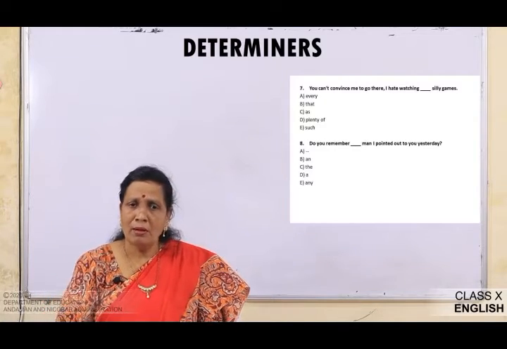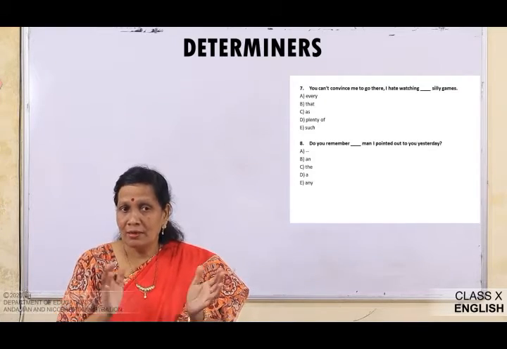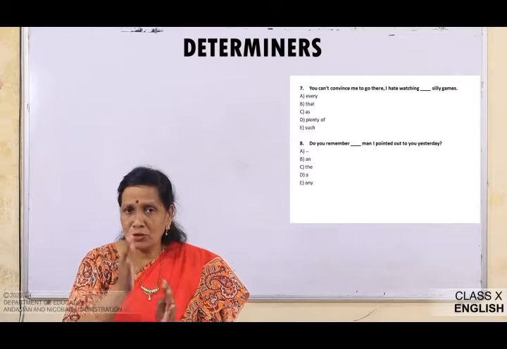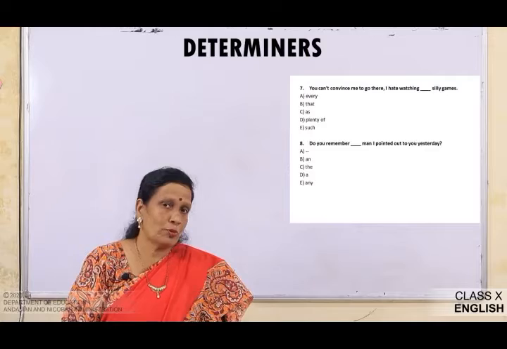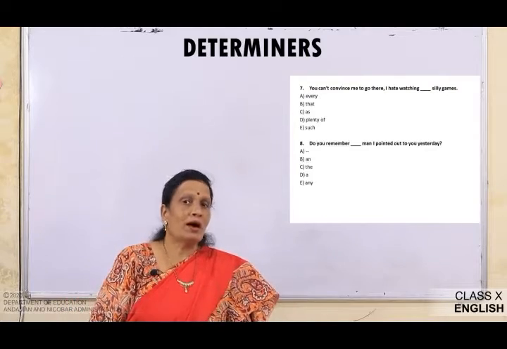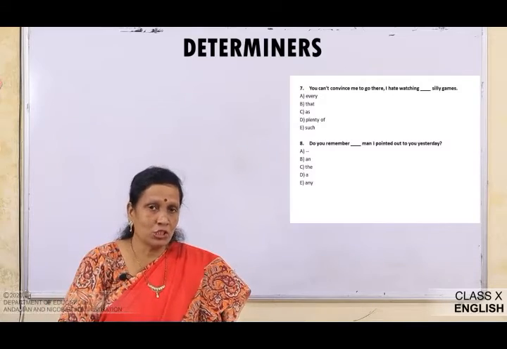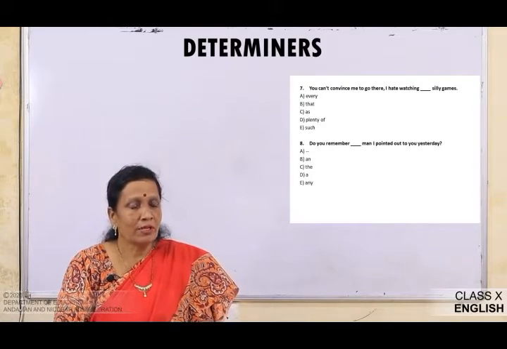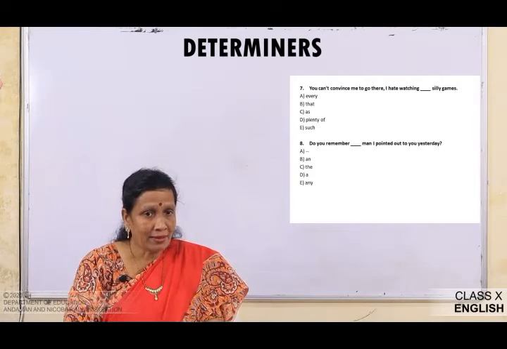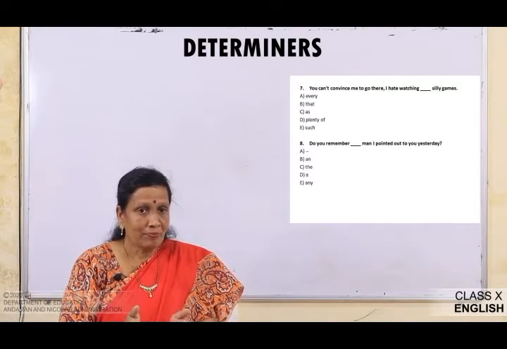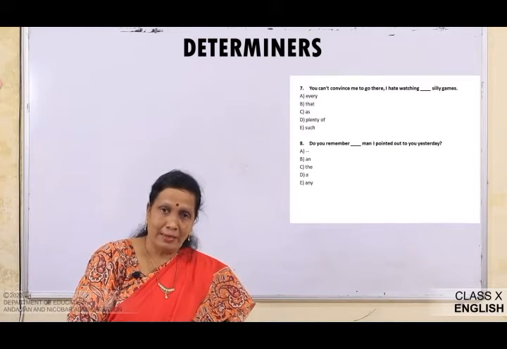Do you remember man I pointed out to you yesterday? The options are children, sometimes regarding the use of determiners, especially the articles, we have learned that there are situations where we do not use the articles. For example, we do not use the, we had looked at different situations where we do not use the definite article the. So, here there is a blank in option A, and then an and the, a and any.